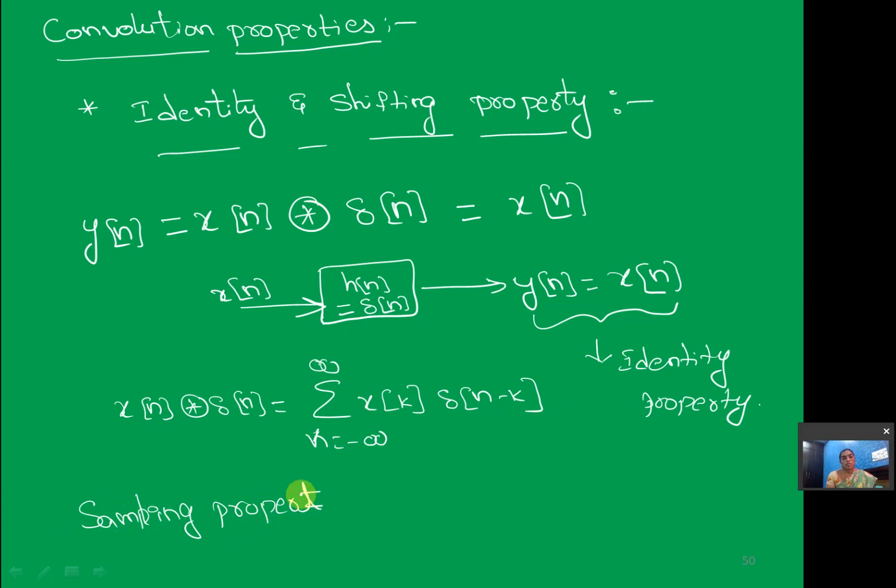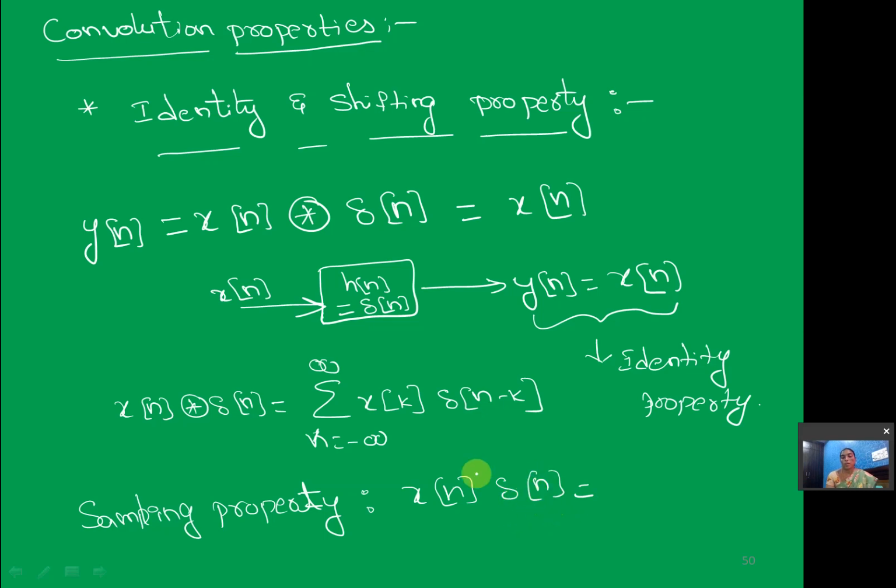Sampling property means we have the impulse signal properties. This is one of the properties of the unit impulse signal, the sampling property: x of n into del of n. If you multiply this, what is the resultant one? What is del of n? Del of n is equal to 1 at n is equal to 0 only, otherwise 0. That means it exists only at n is equal to 0.